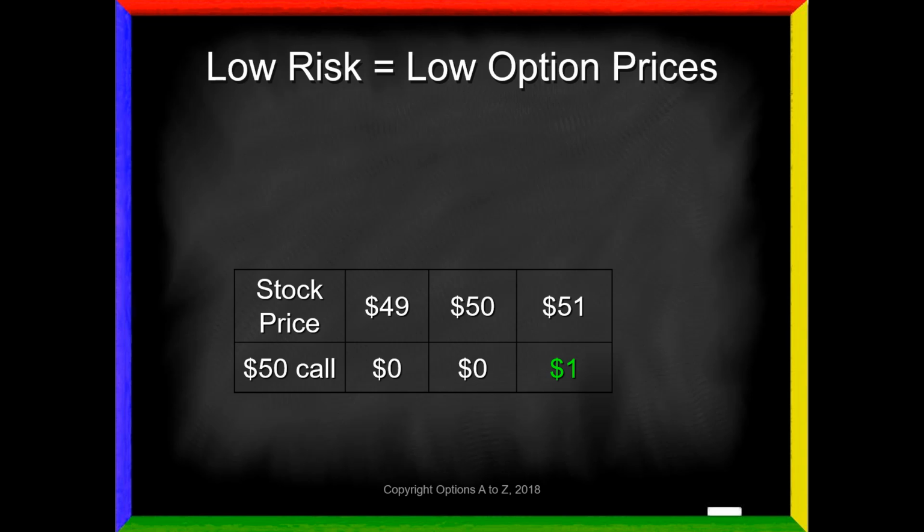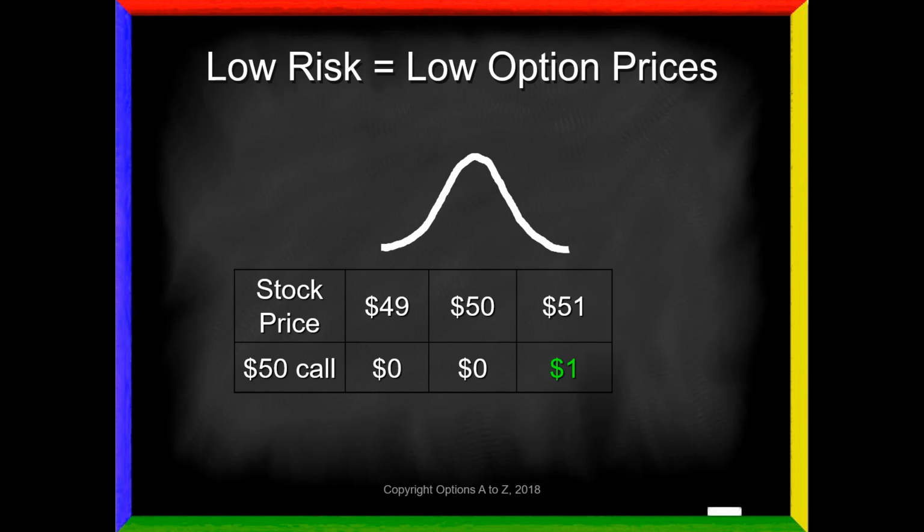Let's say we have a stock currently trading at 50, but the very highest it could go is 51, and the very lowest it could move to is 49. So the bell curve for this stock is going to be very tall and skinny. There's no volatility. Well, what are the potential option prices at expiration?